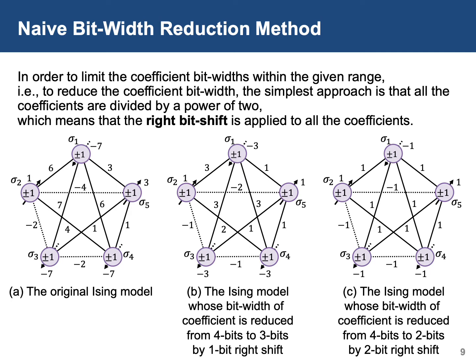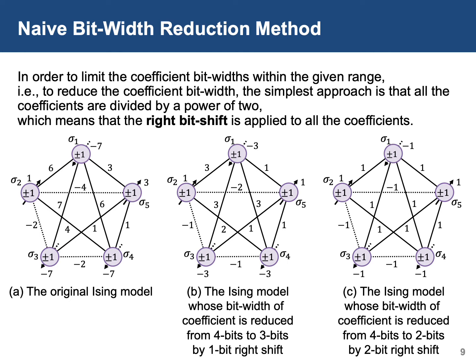The slide shows 3 Ising models. The Ising model on the left is the original Ising model. In the middle, all the coefficients are shifted to the right by 1 bit. On the right, all the coefficients are shifted to the right by 2 bits. The bit shifts are very easy to implement.